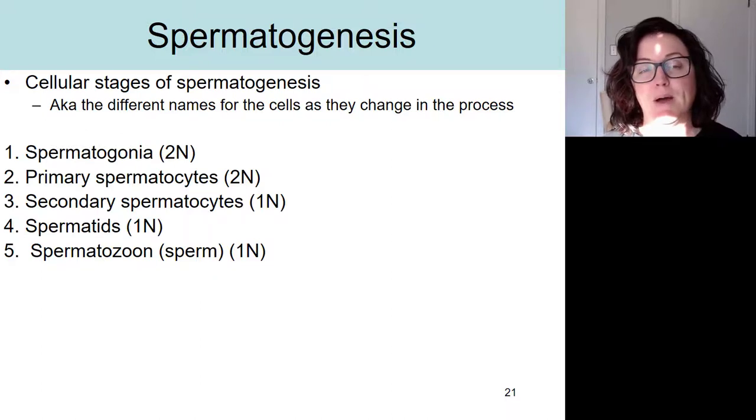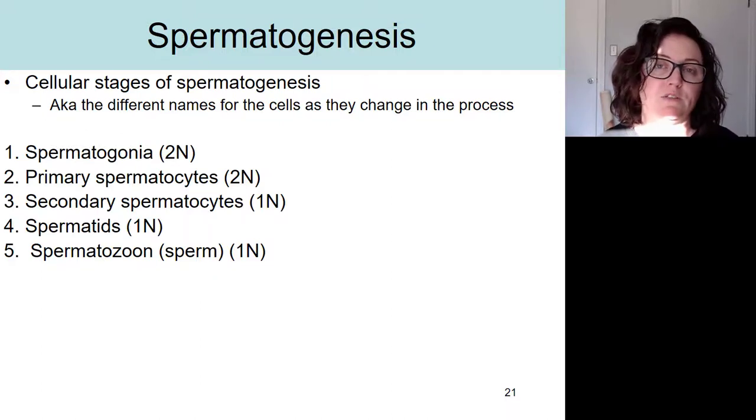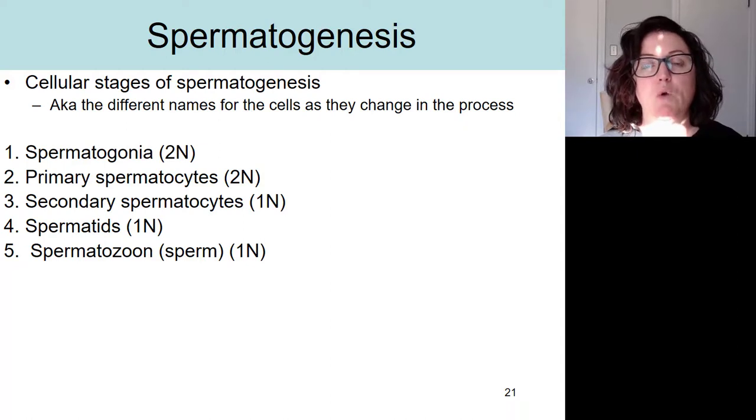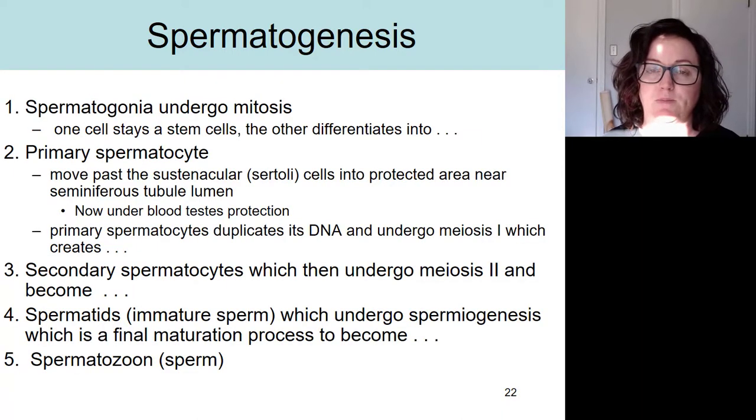Now that we know a little bit about meiosis, we can apply that to the process of spermatogenesis. When we look at the process of spermatogenesis, we see that the sperm go through different cellular stages. And the cellular stages of spermatogenesis are seen here. We have Spermatogonia, primary spermatocytes, secondary spermatocytes, Spermatids, and then Spermatozoon, also known as sperm. Let's look at how we apply these cellular stages and meiosis to the process of spermatogenesis.